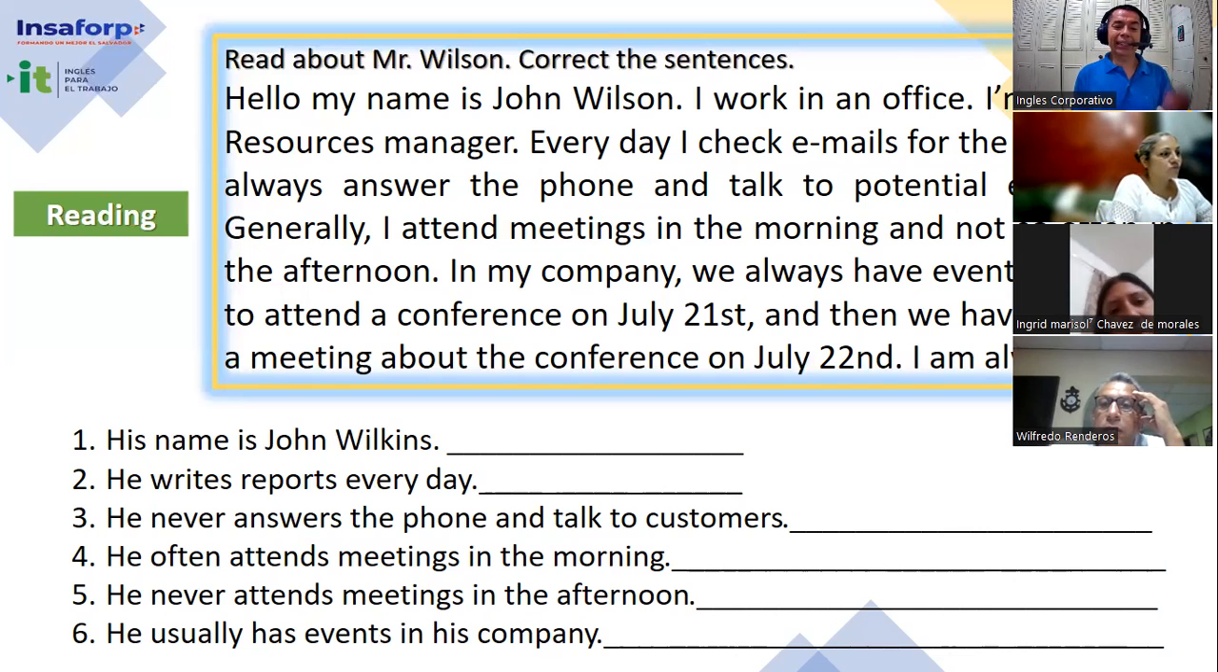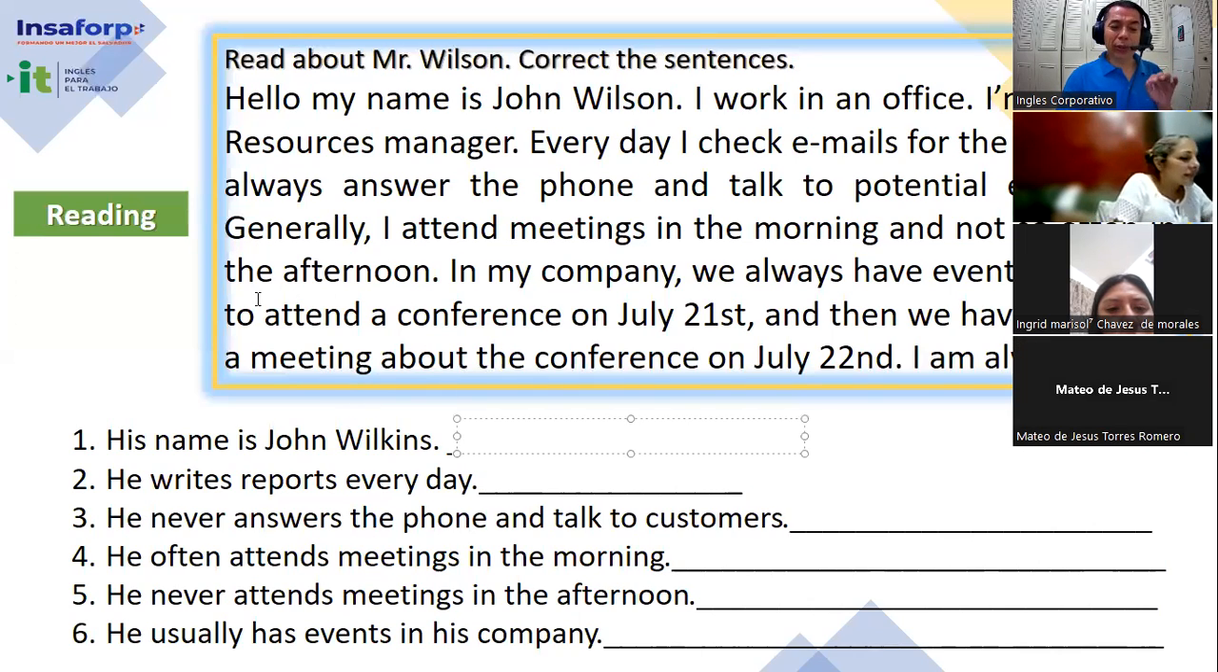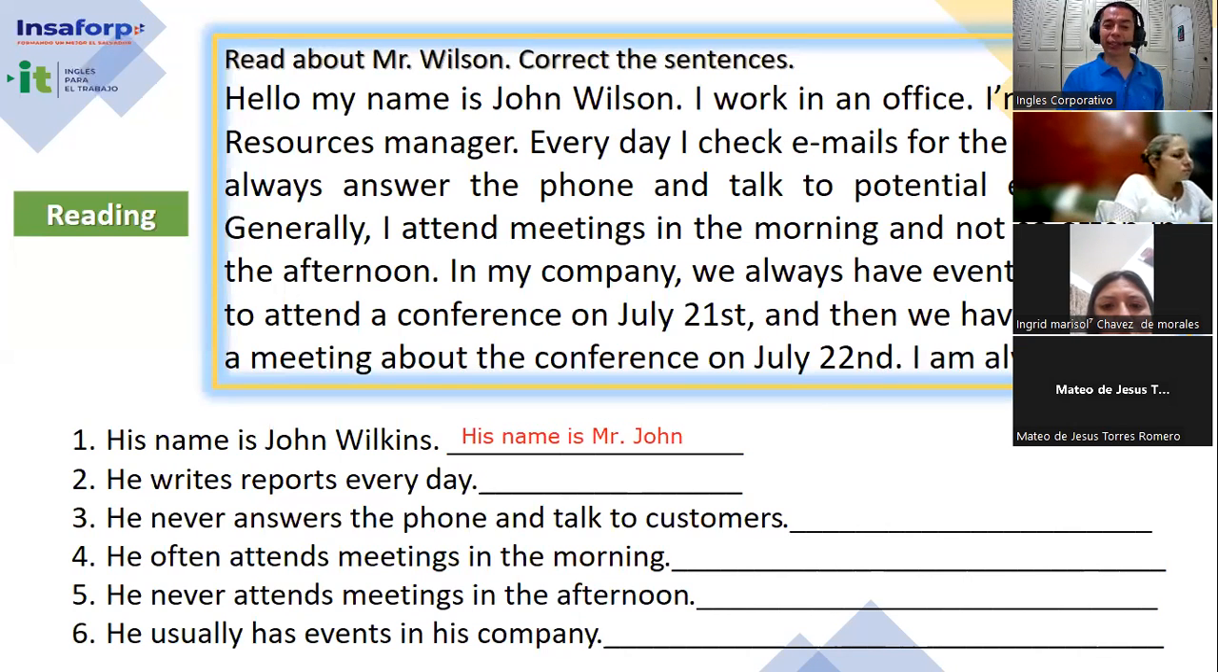His name is John Wilkins. And incorrect, right? What is the correct information, Mateo? According to the reading, Mateo, the 6 sentences are incorrect. So you are going to make corrections to the sentence, right? His name is Mr. John Gomez, you say, right? Gomez? No. Wilson. Ah, Wilson. Okay. John Wilson.